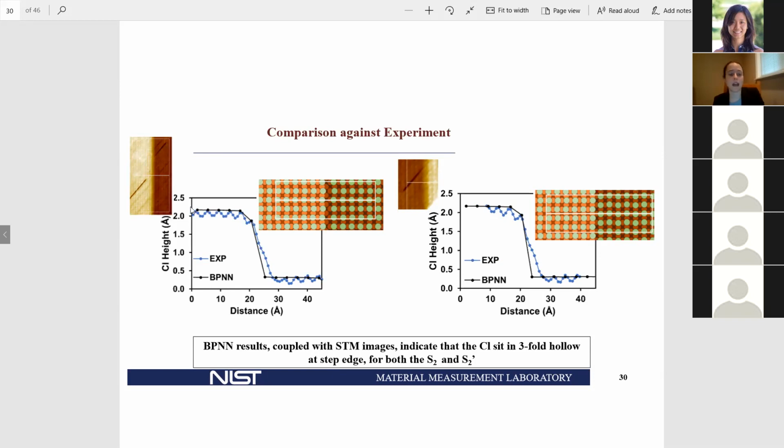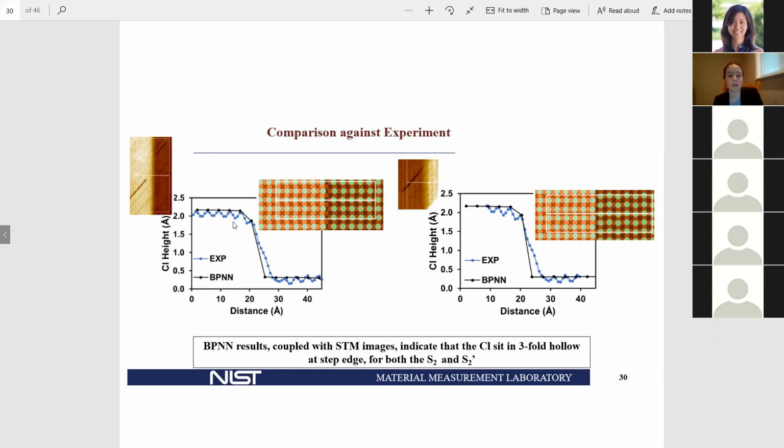Here we have the chlorine height profile as a function of distance for the experimental STM images, shown in blue, and then we compare against our neural network results, shown in black, and we can see that we can actually correctly identify the step edge structure of the chlorine. More specifically, we find that the chlorine sits in the threefold hollow at the step edge, rather than the S4, the fourfold hollow at the bottom of the step edge.